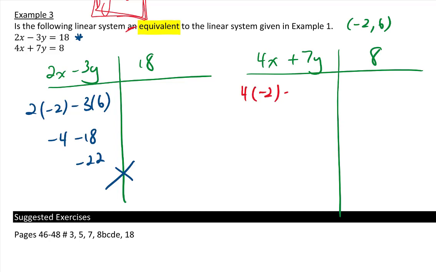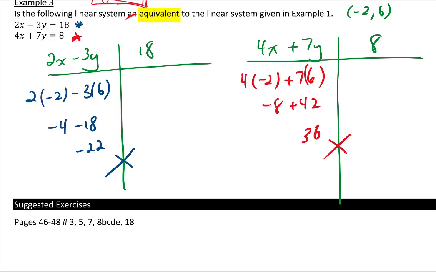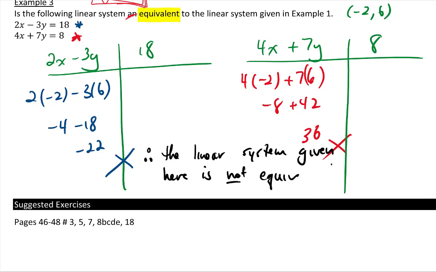We get 4 times -2 plus 7 times 6. That is -8 plus 42. And that gives us 36. This isn't even on the line as well. So this point's not on either of these lines. So let's conclude. Therefore, the linear system given here is not equivalent to the system given in example 1.